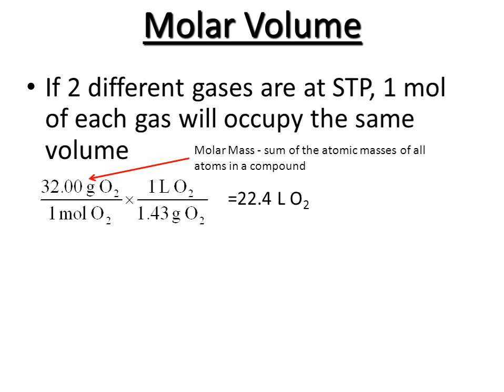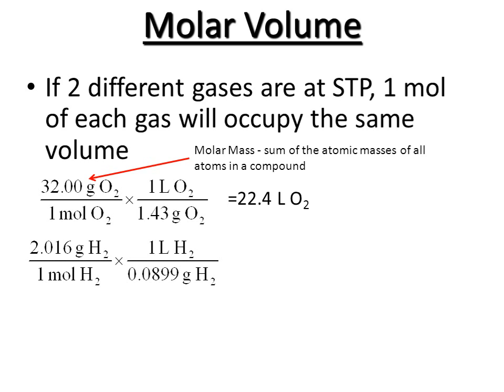If we do the same operation for a different gas, say hydrogen this time, hydrogen's molar mass, taking the mass of hydrogen off the periodic table, 1.008 to 4 sig figs, times the 2 for the 2 subscript in hydrogen's formula, we get 2.016 grams per mole of hydrogen. Hydrogen's density is 0.0899 grams of hydrogen, and so setting that density up as 1 liter over 0.0899 grams of hydrogen, grams will cancel, and once again, when we do the math, we're left with 3 sig figs, and we find that hydrogen also has a volume of 22.4 liters per 1 mole.